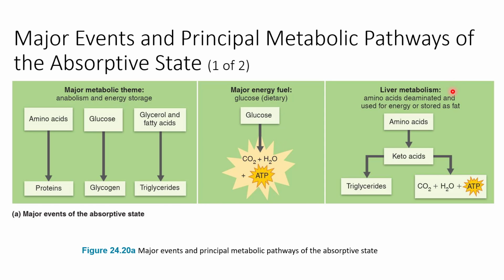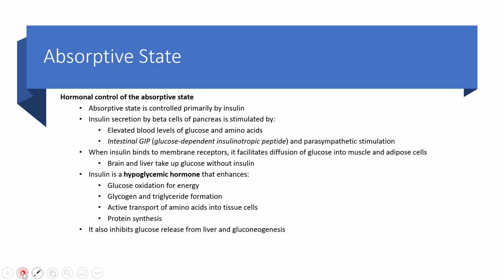Now in the liver, amino acids are deaminated and used for energy or stored as fat. Amino acids will be converted to keto acids, which will then be converted to triglycerides, or some of them are converted into ATP. So there, we do have control of the absorptive state.